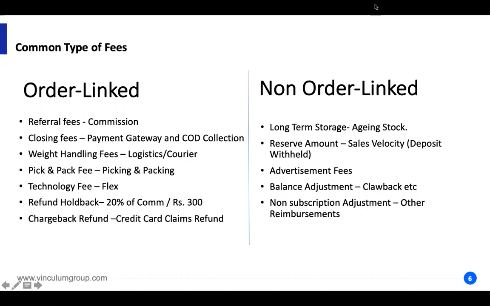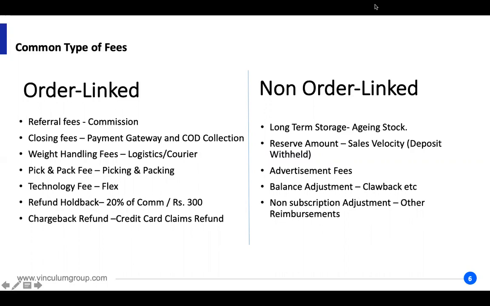Now, although all of us are very keen on understanding the order related charges, if you really want to understand the line item level or product level profitability, you need to understand that there are other types of charges as well, which are not order linked. For example, if you're shipping your products to the Amazon warehouses through consignment, some of it may sell, some of it may not sell, and it might just lie there for 30 days, 60 days, 90 days, or greater than that.